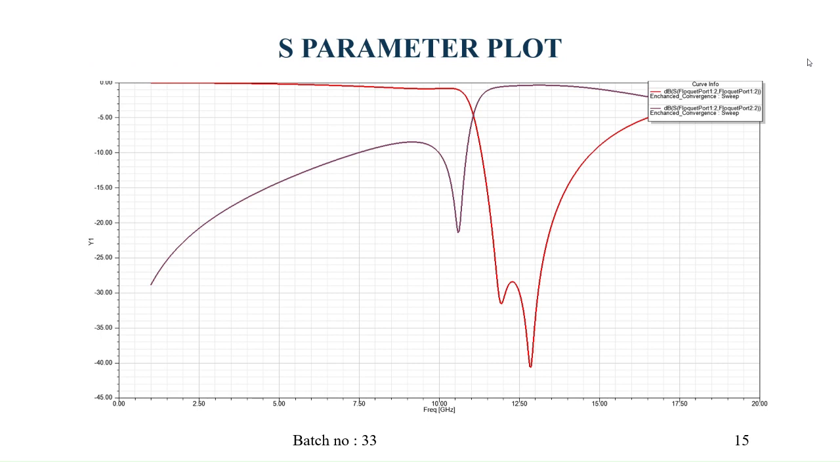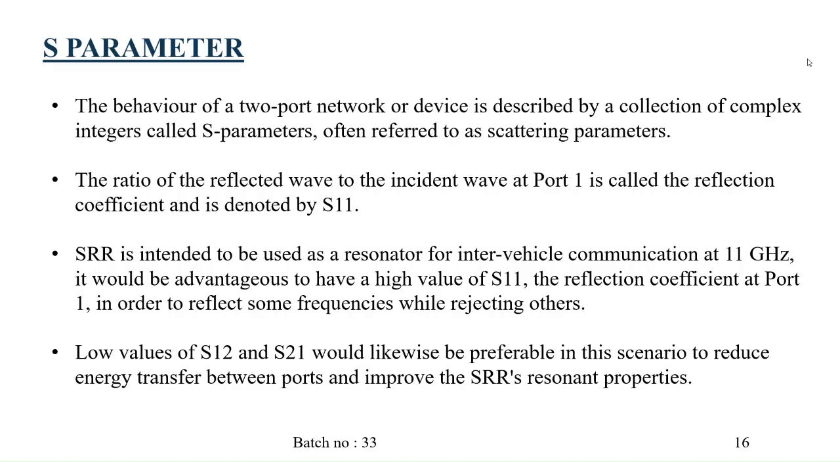This is our S parameter plot where our S parameter is dipped at 11 GHz. S parameters: the behavior of a two-port network or device is described by a collection of complex parameters called S parameters, often referred to as scattering parameters. The ratio of the reflected wave to the incident wave at port 1 is called the reflection coefficient and is denoted by S11. SRR is intended to be used as a resonator for intervehicular communication at 11 GHz.